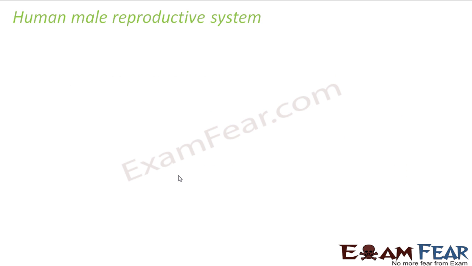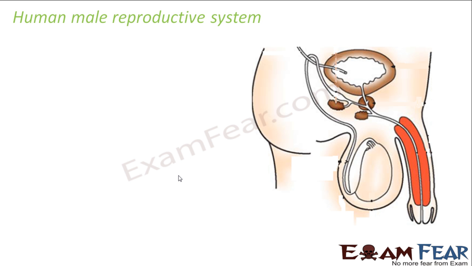So let us first talk about the human male reproductive system. As I said, in case of human beings, the reproductive system for male and female, structure wise they are totally different. They have got completely different structures. So let us first talk about the structure of the human male reproductive system.